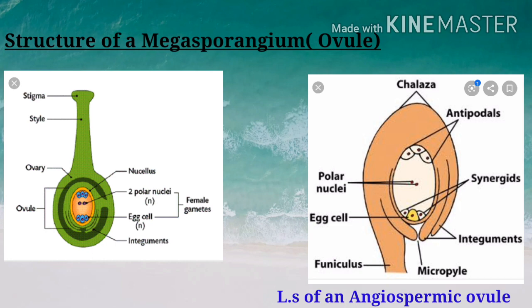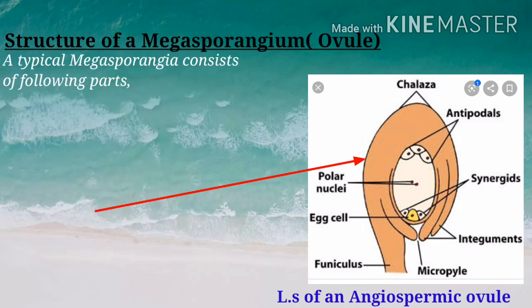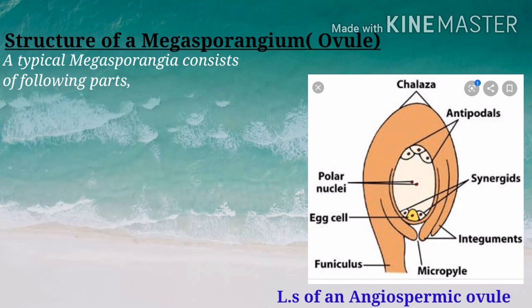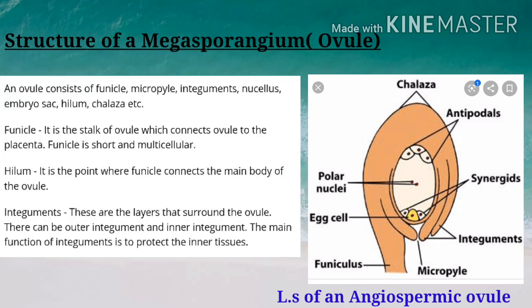Now let us have a look at an ovule, or megasporangium, in detail. Here on the right side, an image of an ovule is enlarged to show its different parts. If you see the image, you will find that the ovule consists of the following parts: hilum, funicle, integuments, micropyle, nucellus, chalaza and the embryo sac.